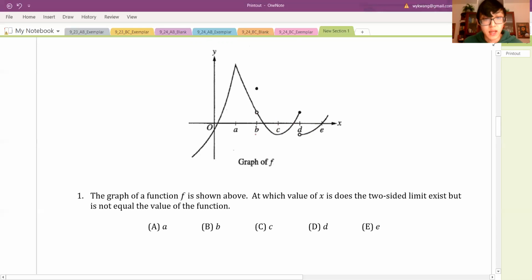Let's just go through multiple choice. So it's not point D. We just tried point D, right? Let's start from point A. Point A, the two-sided limit. Does it look like it's going to the same point? It actually does. Cool. So the two-sided limit exists.